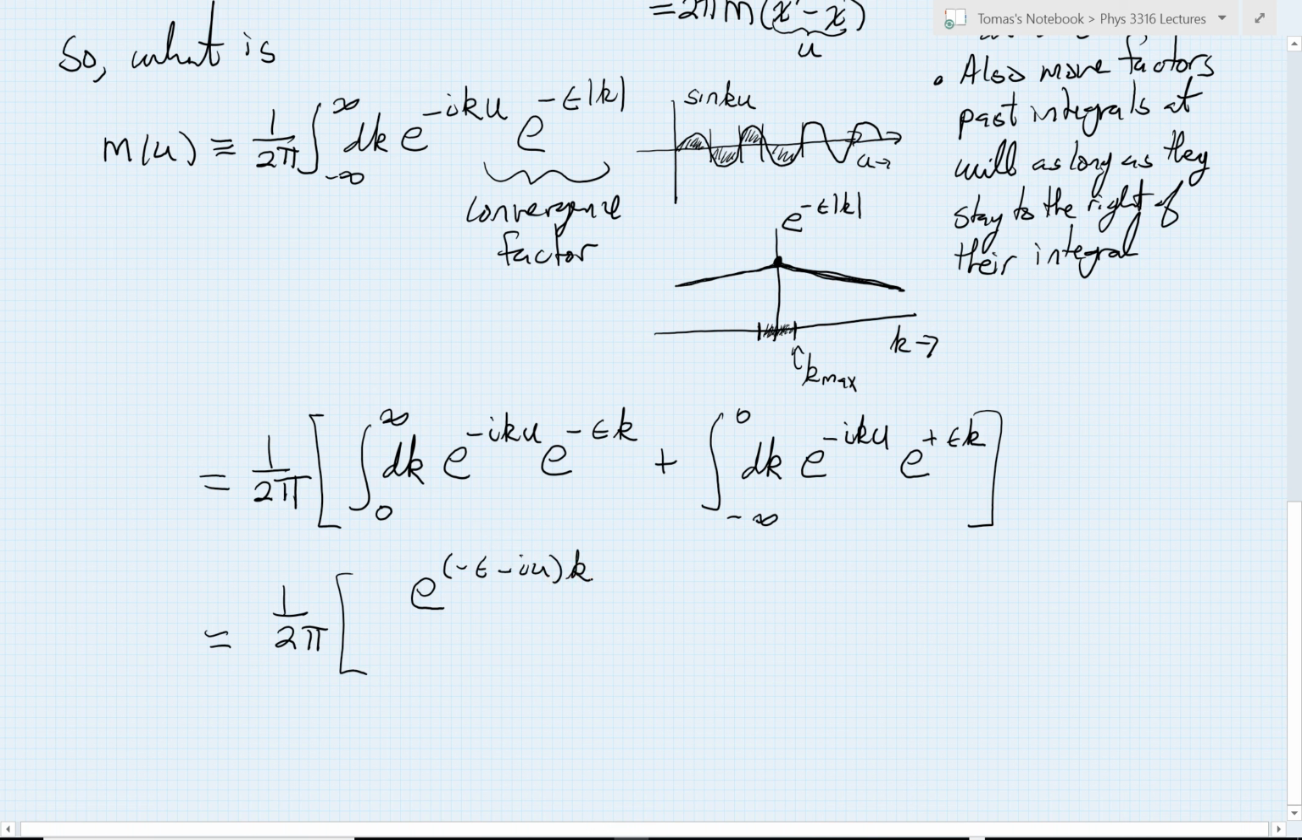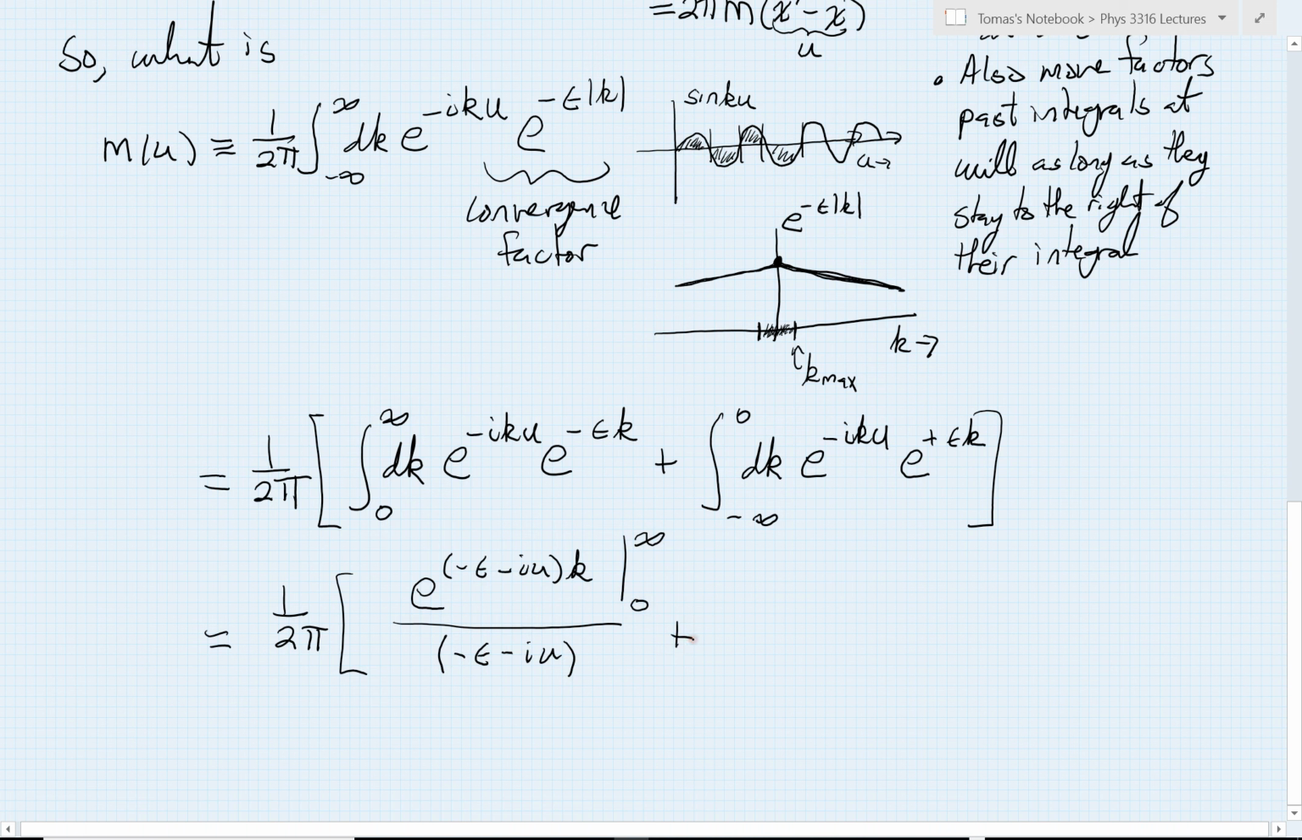And then the nice thing about integrating an exponential like this is what you get is your exponential back again, but then divided by whatever is multiplying your integration variable. So divided by this constant, minus epsilon minus iu. And this then, of course, is evaluated between my limits going from 0 up to infinity.